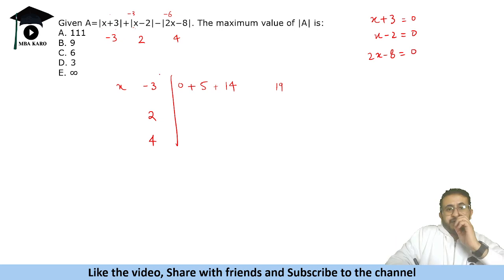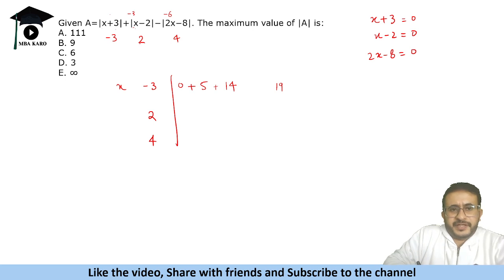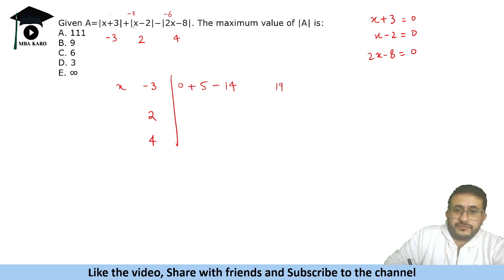Now this is right only. Let's put the values minus 3, 2, and 4. So if we take minus 3, this becomes 0. And this is minus 3 plus minus 2, which is 5. And this is minus 6 minus 8, 14. So this is, sorry, minus 14. So this is minus 9.